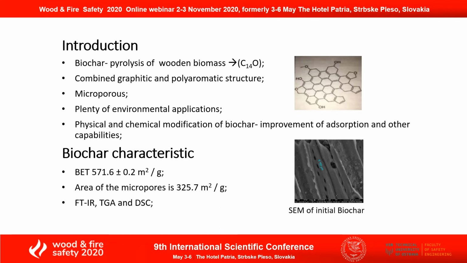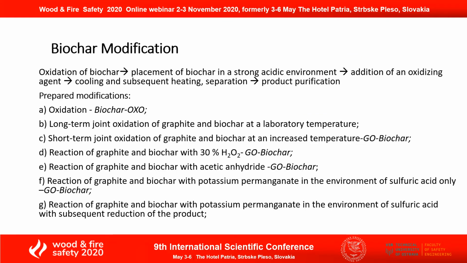Active surface area of initial biochar is 571.6 plus minus 0.2 meters squared per gram. Predominant character of biochar is micropores. The area of micropores is 325.7 meters squared per gram.